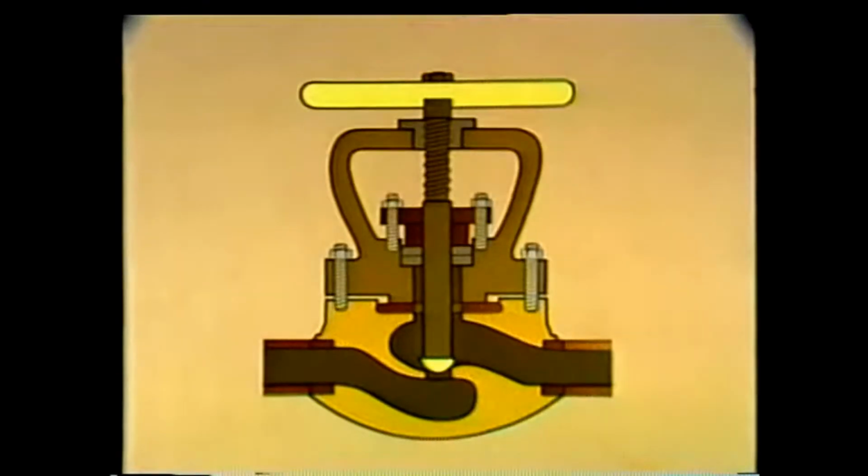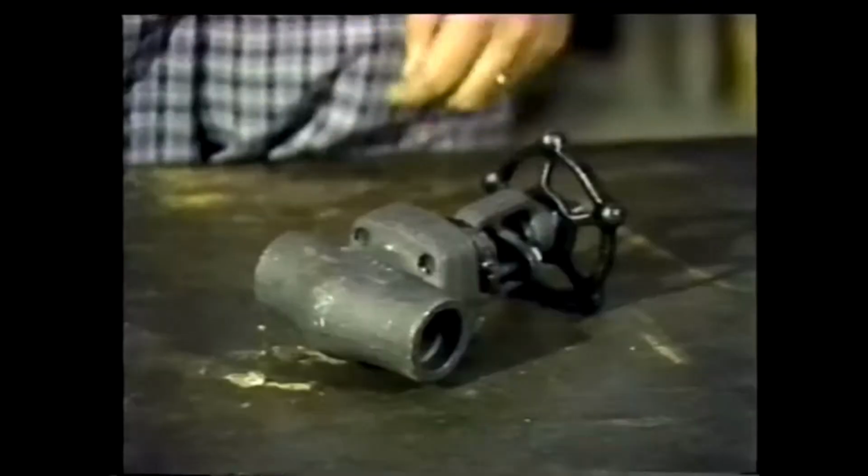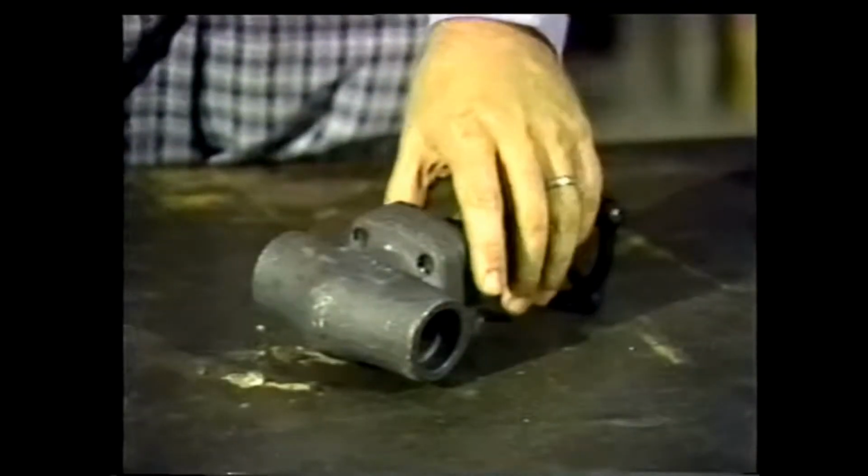Now, let's start down here at the bottom of the valve with the body. The body is the largest part of the valve. It provides the means to attach the valve to the component or piping system. Valves are installed in several ways.